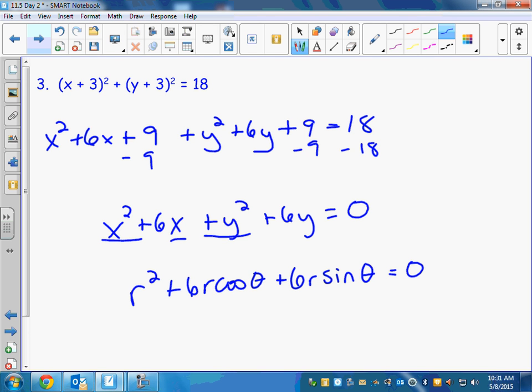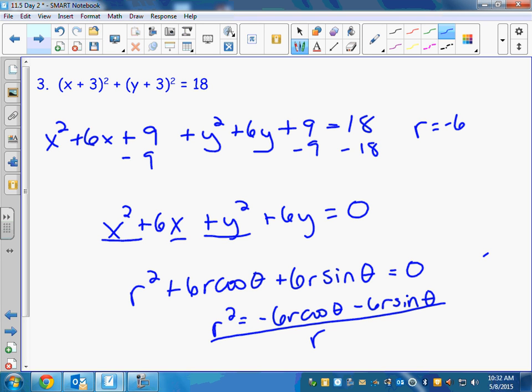I kind of treated it like the last one where we had the r squared equals. So I moved these 2 over. So I wrote that as like minus 6r cosine theta minus 6r sine theta. And then if I looked in their answer book for this problem, they just had r equals, because they just divided by r. So this all has an r in it, which you could have done on this line too. So they just divided everything by r and said r equals negative 6 cosine theta minus 6 sine theta.